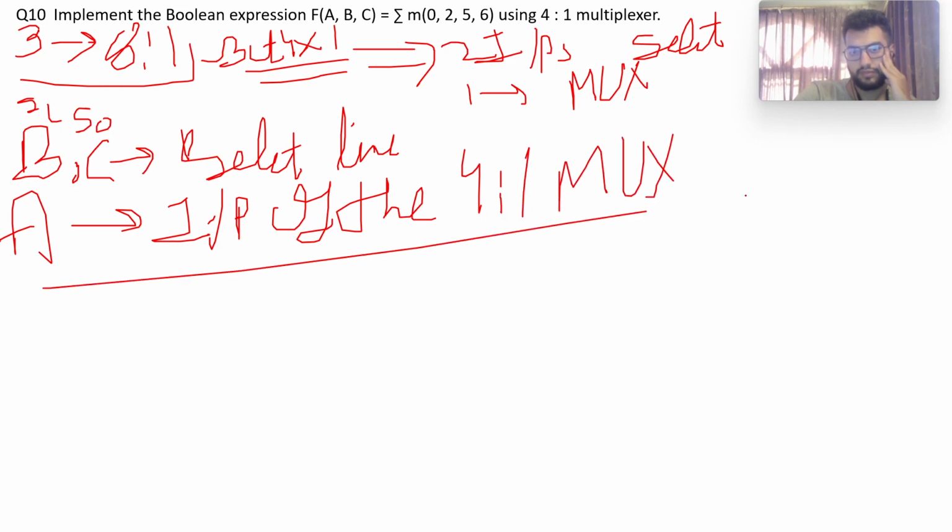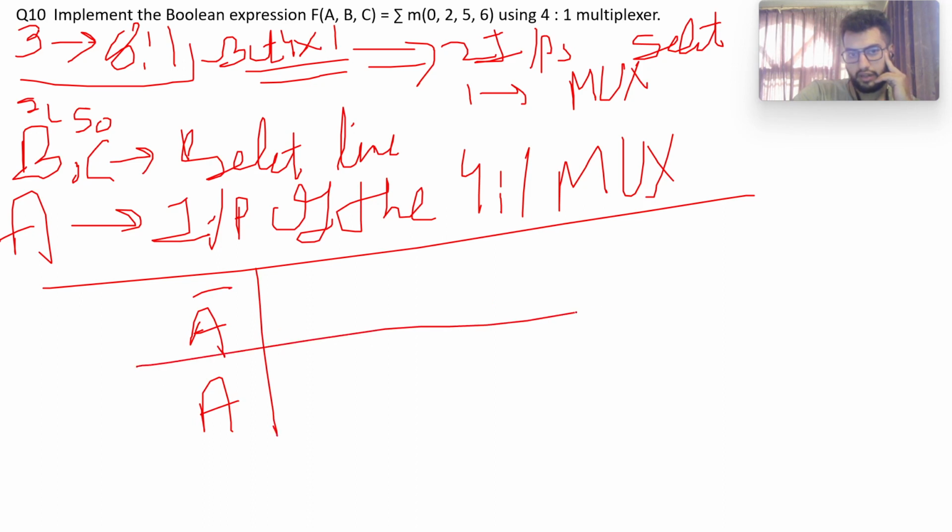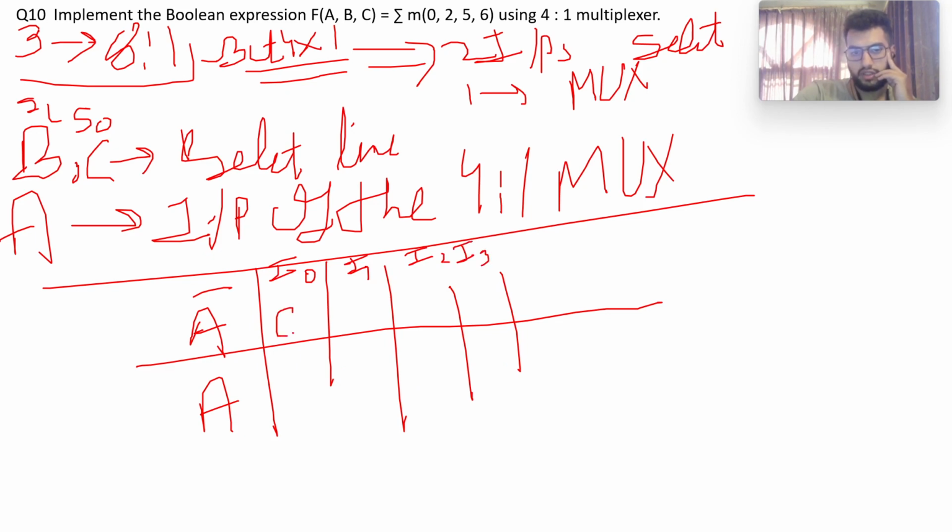Right? So how to get the configuration for the input pins, I'll draw an implication table for that. Here I will have A bar, here I'll have A. So this is for I0, this is for I1, this is for I2, and this is for I3, right? So here is the minterm 0, 1, 2, 3. Then I have 4, 5, 6, and 7. So all those minterms that are high, that are given in the function, 0, 2, 5, 6, I will circle them.